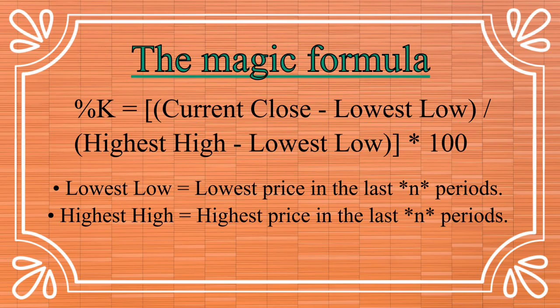But here's masterclass point number 1. Overbought does not automatically mean sell. In a strong uptrend, an asset can stay overbought for weeks. Oversold doesn't mean buy in a crashing market. This is the biggest mistake beginners make.